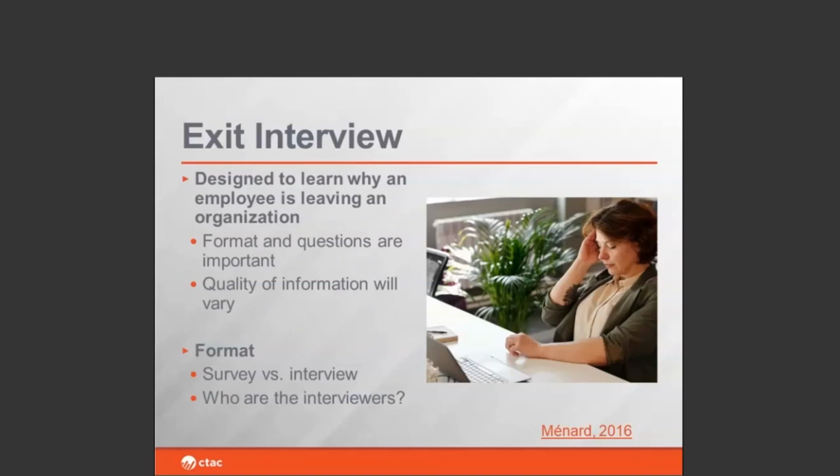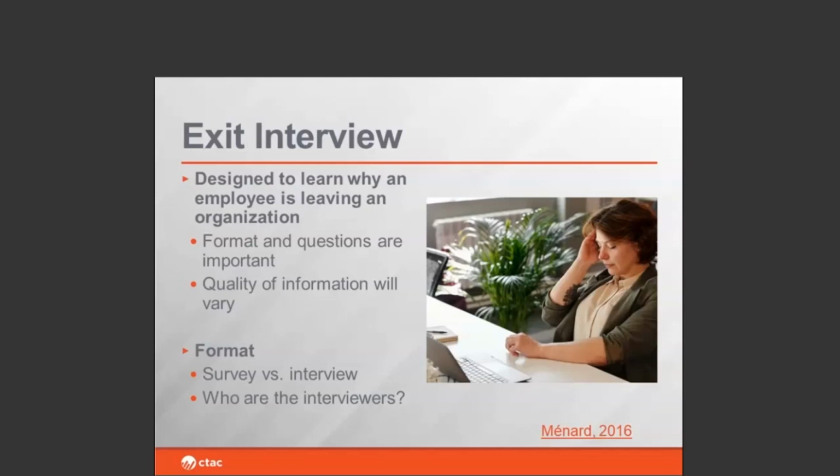Exit interviews are similar to stay interviews in that they're typically similar in format, such as an interview, but are conducted with employees leaving the organization. The format and questions are important, and it's natural to assume that the quality of information will vary based on what resulted in the turnover and whether the employee expects to need a recommendation or reference again in the future. But they are still really key to getting some information and feedback about why employees leave, especially regrettable turnover, so employees that you really wanted to keep based on their productivity or skill set, and what they have to say about what could be improved in the organization or agency.